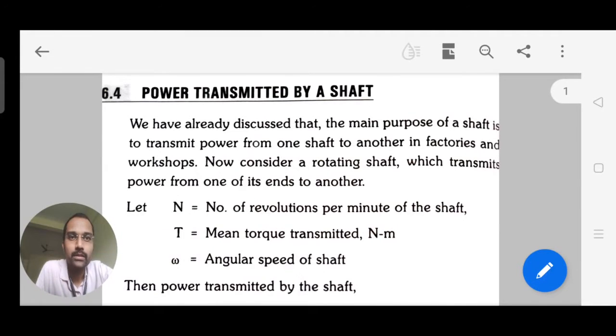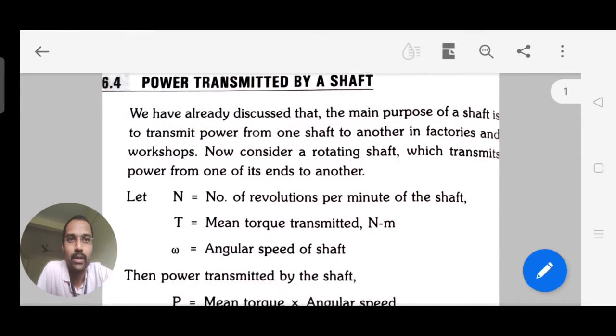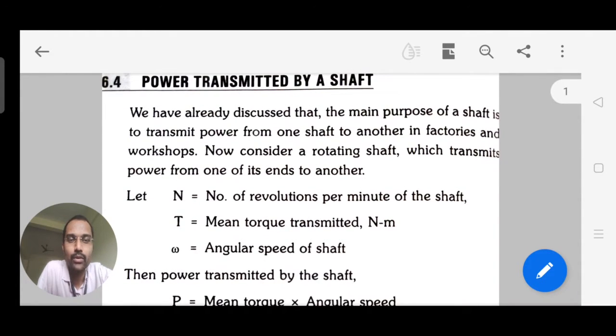So hello everyone, and today we are going to discuss the topic regarding torsion in shafts, and in continuation of the offline classes, we'll complete this topic. In previous classes we have seen the design of shafts based on strength and based on rigidity, and a few numerical problems have been done. In continuation, next we are going to discuss the power transmitted by a shaft.